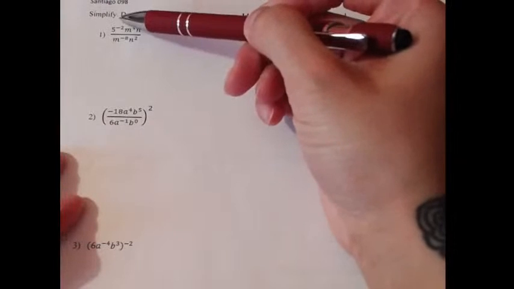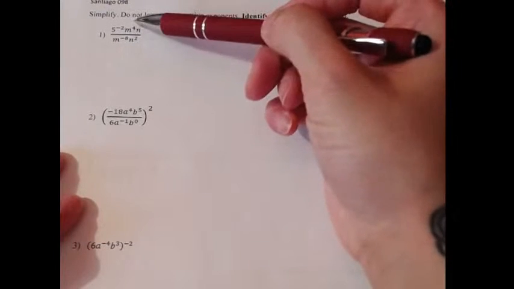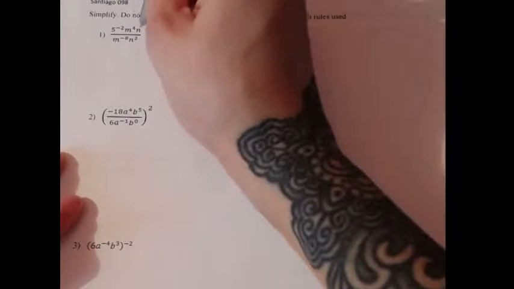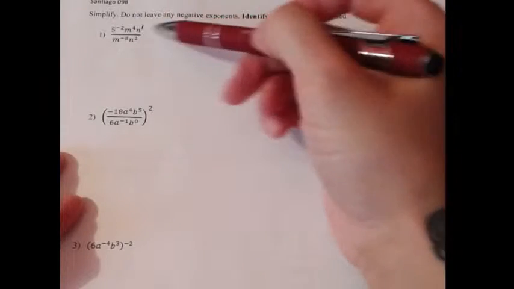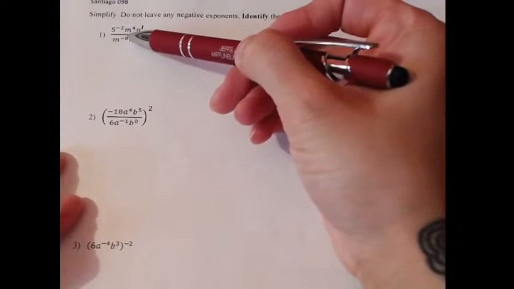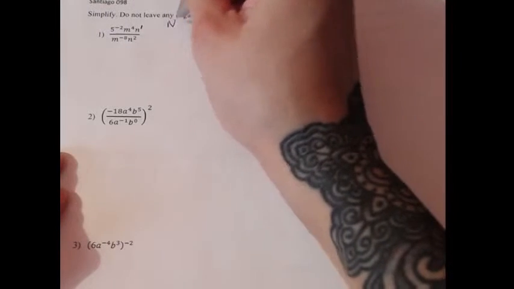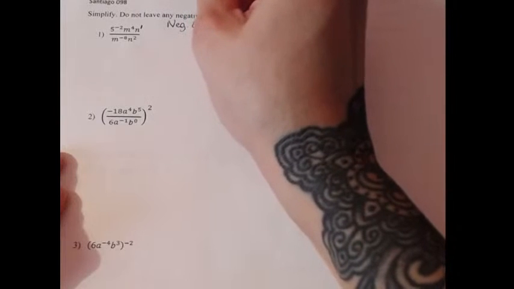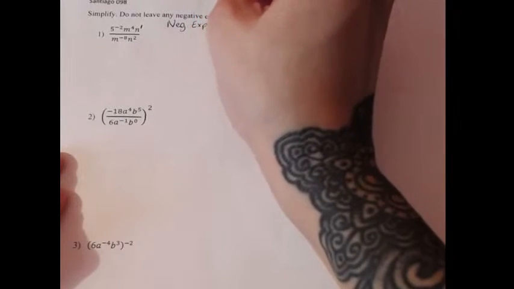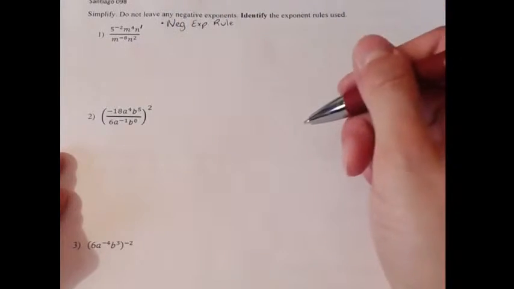So I have 5 to the negative second power, m to the fourth, n to the first, all over m to the negative eighth power, n to the second. The first thing I'm going to do is use the negative exponent rule. That's the first thing I'm going to do.